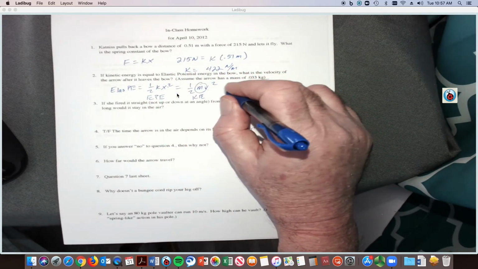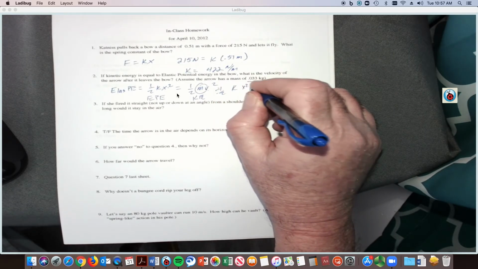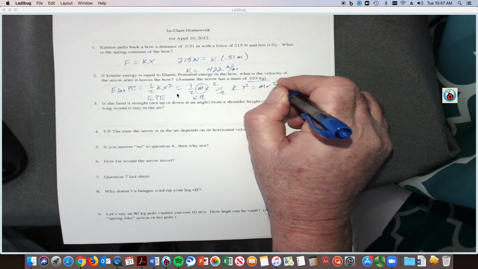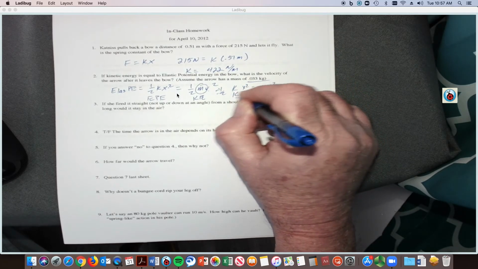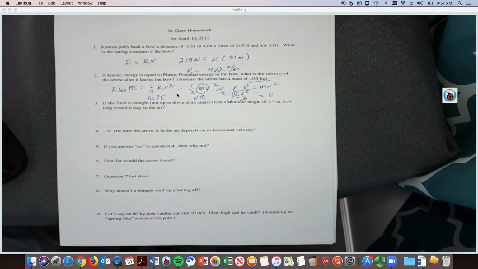So divide by 1/2 on both sides. I've got kx squared is equal to mv squared. We know what v is. So kx squared over m, take the square root of the whole thing, will be my final velocity. So what did we get? K was 421 times the distance squared, because that's how far she pulled it back, divided by the mass of 0.033.